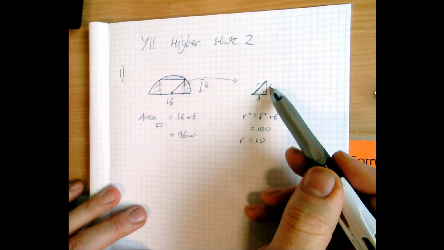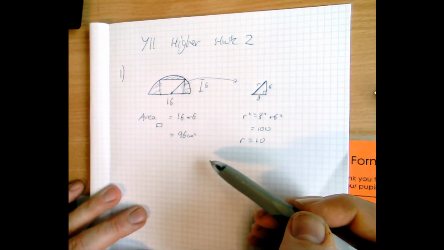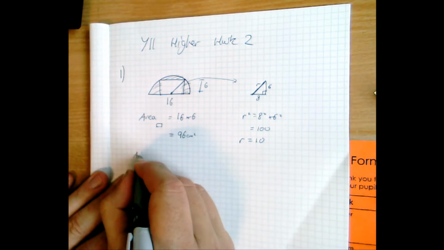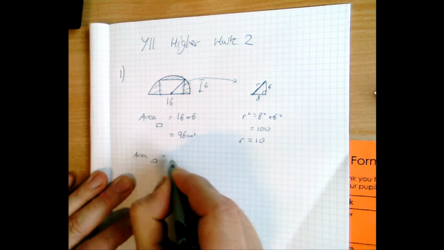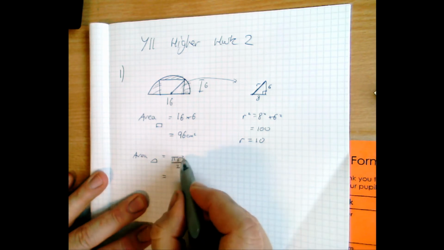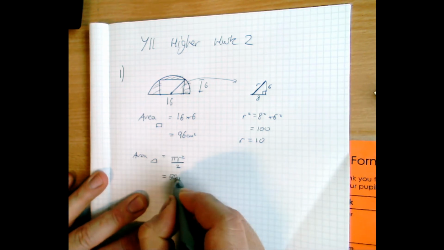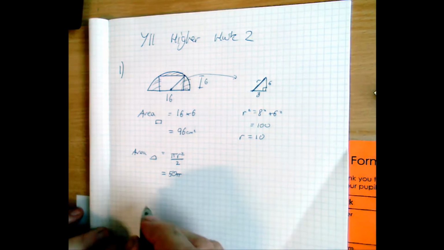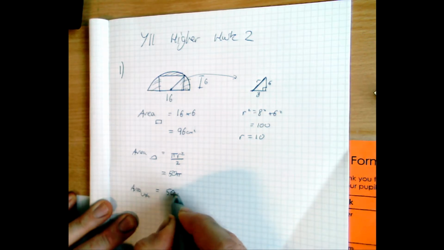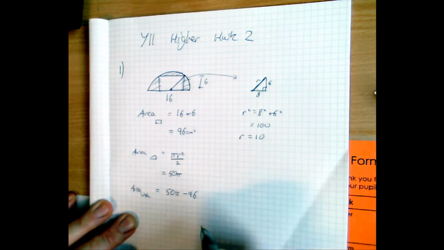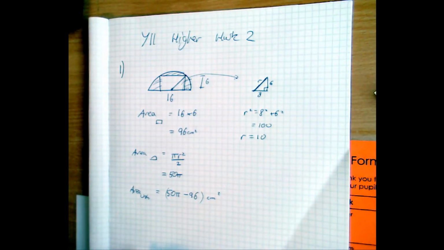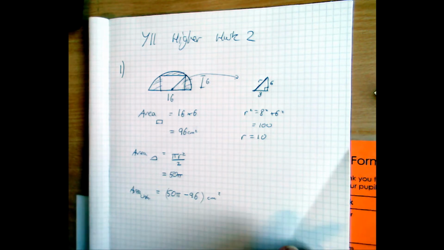You can spot it's a 3, 4, 5 triangle that's been doubled. If you can spot that and go straight to r equals 10, that's fine. So of course the area of the semicircle is pi r squared over 2. So 100 pi over 2 is 50 pi. So the unshaded area is 50 pi minus 96 centimetres squared. And it says leave it in terms of pi, so that's why I suspect it's a non-calculator question.